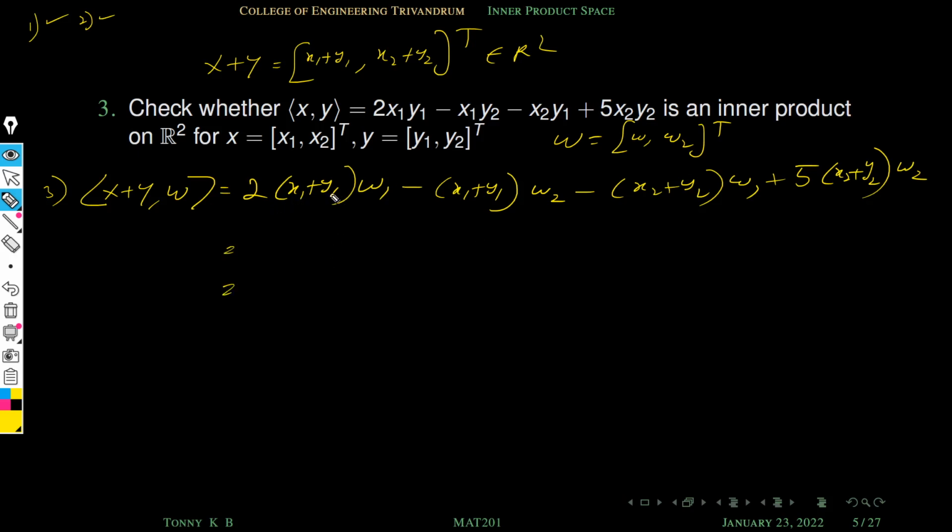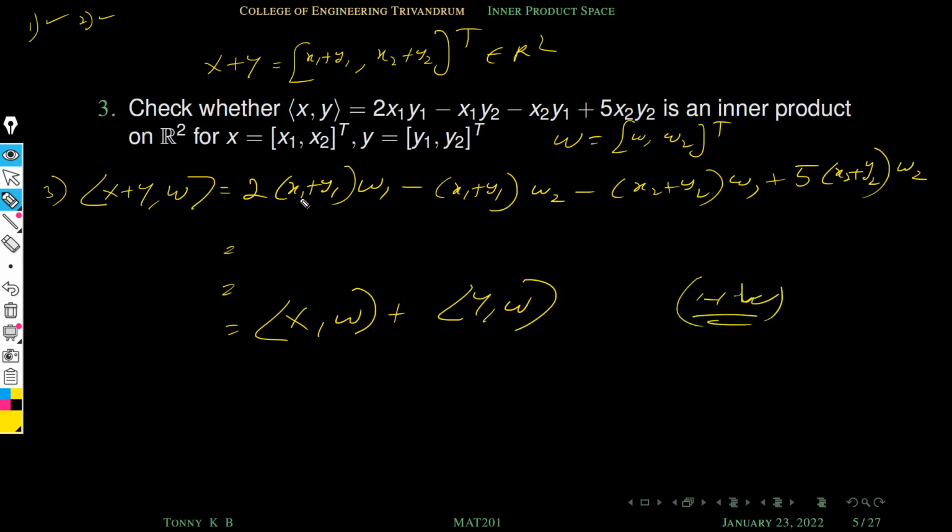Okay, next you can expand. Expand and compare the terms like this: 2x1 w1 minus x1 w2 minus x2 w1 plus 5 x2 w2, and we have one more type like 2 y1 w1 minus y1 w2, etc. And using the definition of inner product, you can easily show that this is the inner product of x and w plus the inner product of y and w. That is your homework. So you can easily verify this portion. Just expand and compare the terms like this one, then use the same definition. So anyway, this function satisfies the third condition.